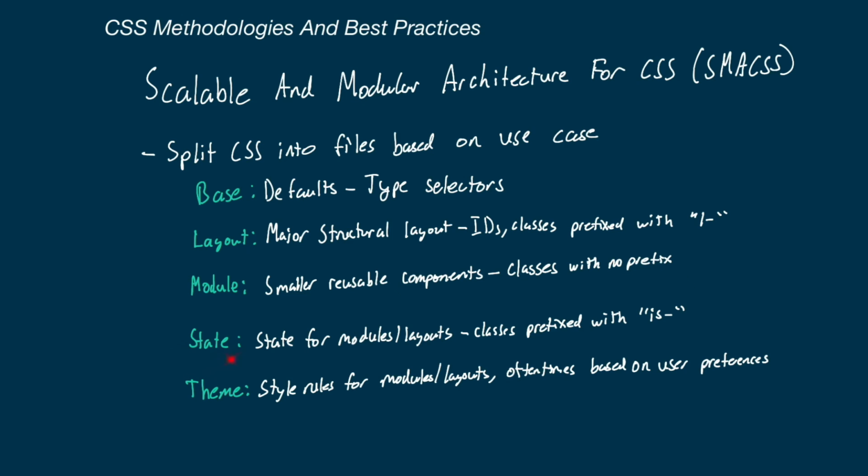Then next, we have the state file, which contains selectors for specific states, such as disabled elements. Usually this will just be more classes, and they will be prefixed with the word is and a dash. So for example, we could have is-selected or is-disabled as classes. Finally, the theme is for style rules for modules or layouts, and oftentimes these are based on user preferences, such as being in a dark mode. That said, many websites won't actually need the theme file at all.